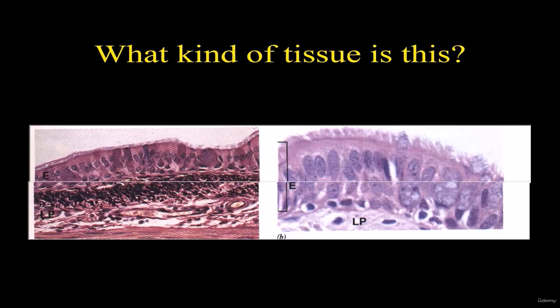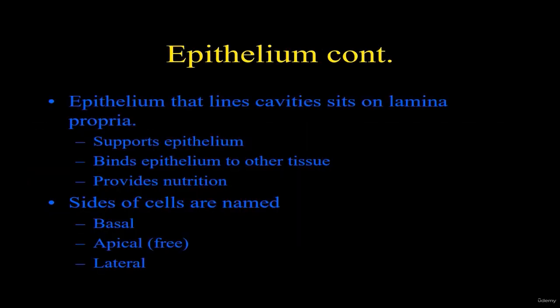What kind of tissue is it? What type of epithelium lines cavities and sits on the lamina propria? The lamina propria supports the epithelium and binds the epithelium to other tissue. Its function is to support the epithelium, bind it to other tissue, and provide nutrition.